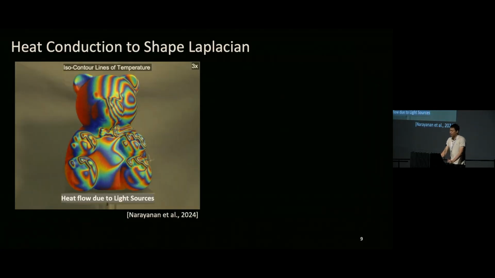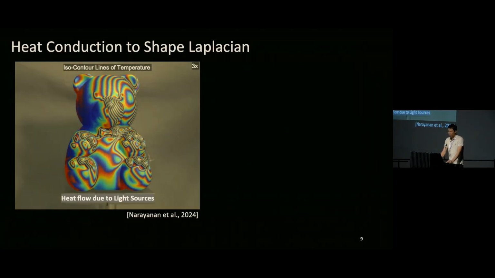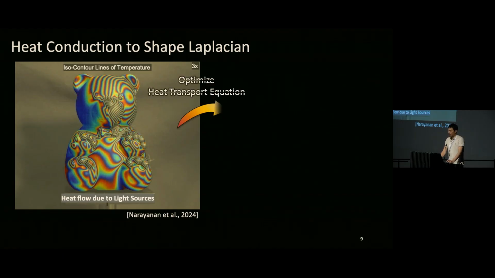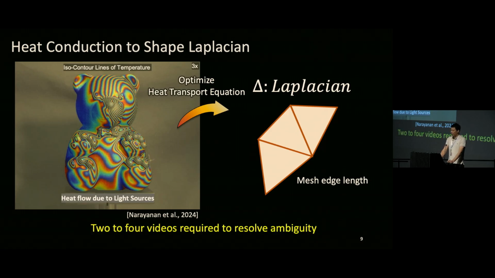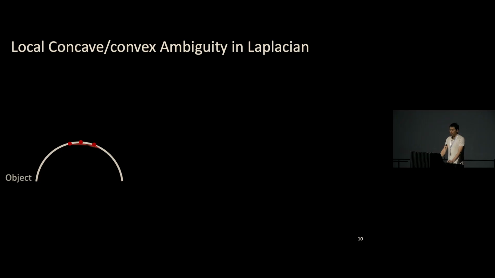Recently, shape from heat conduction has been proposed. By observing the heat conduction and fitting the heat transport equation, we can extract the Laplacian, which is an intrinsic property of the shape, in comparison to extrinsic properties such as normal or depth. The Laplacian is described by mesh edge lengths and encodes the shape information. However, this method requires two to four thermal videos to resolve the ambiguity, because shape reconstruction from the Laplacian also suffers from ambiguity.